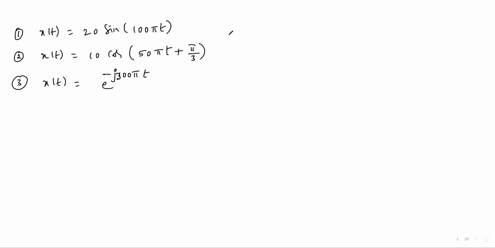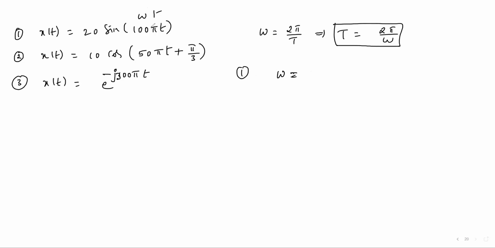So in all these examples, we have to find the omega value first. We know omega is equal to 2 pi by T, so the time period we can calculate by taking the 2 pi by omega formula. For the first one, by comparing with the standard form of the sinusoidal signal, sin omega t, here omega we have 100 pi. That means the time period is 2 pi by 100 pi, which is 1 by 50.